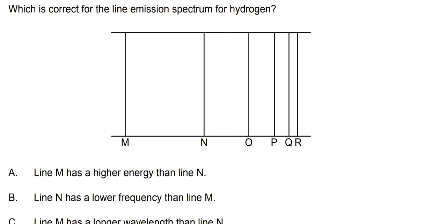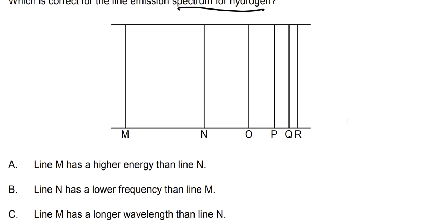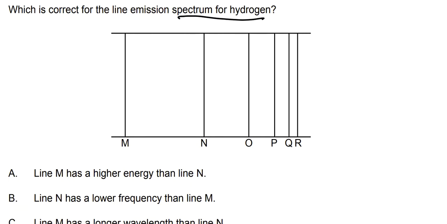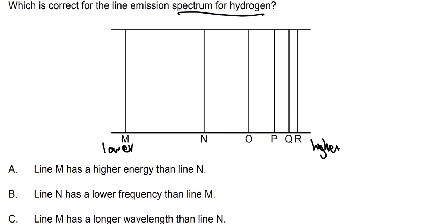What is the correct line for the emission spectrum for hydrogen? Line M has a greater energy. What is correct for the line emission spectrum for hydrogen? Let's see. So we have line M, line N, line O, P, Q, R. It looks like this is higher energy because lines of emission converge at higher energy, and this is lower energy. Line M has a higher energy than N.